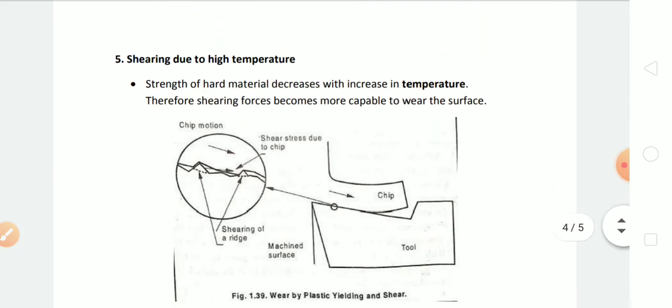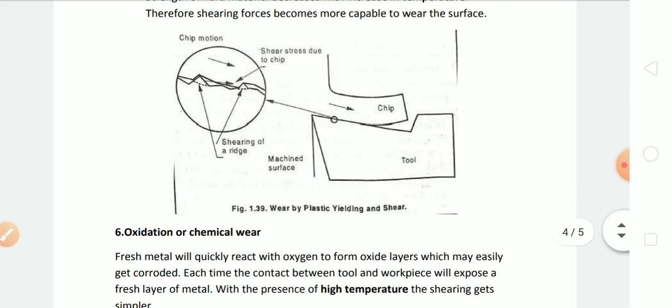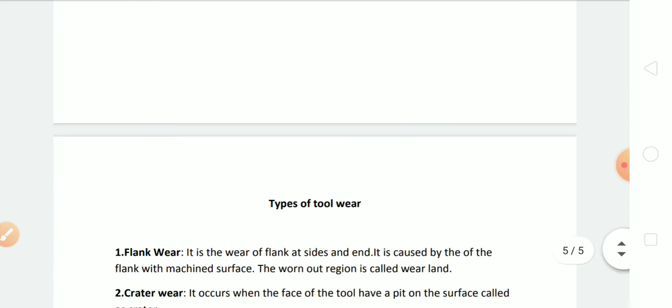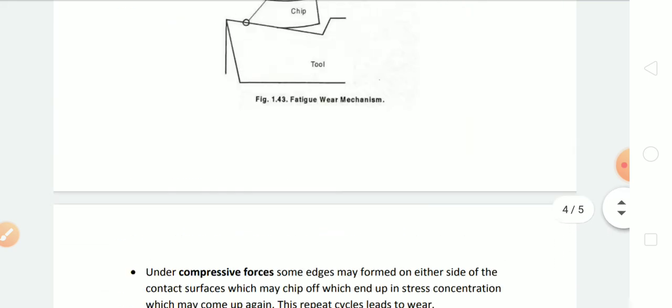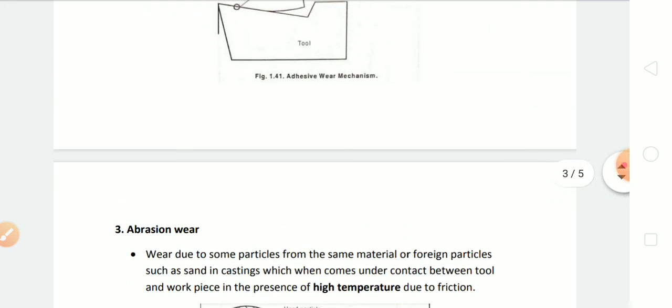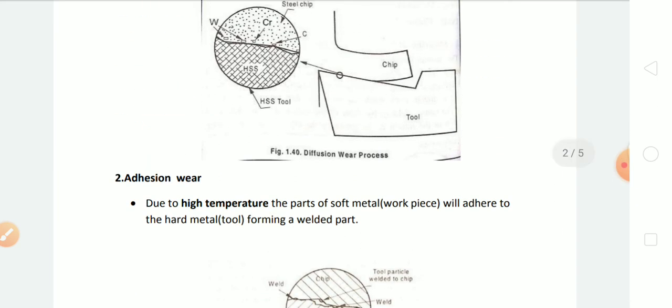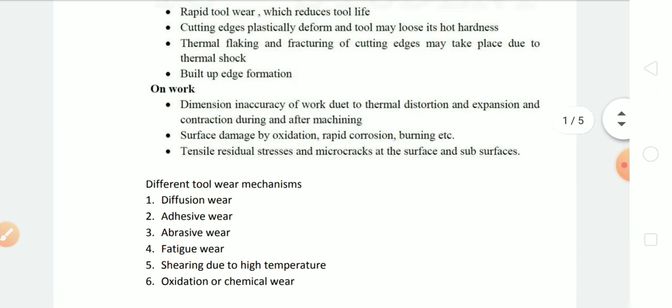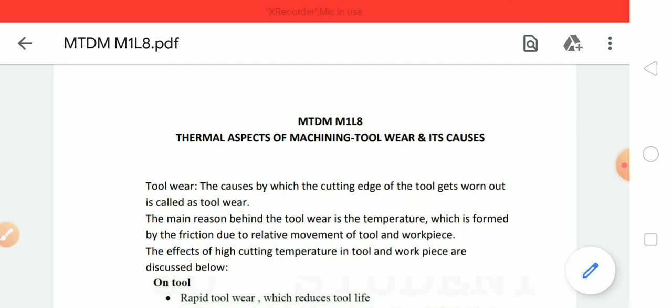And the fifth one is itself the wear due to high temperature. And oxidation also, the rate of oxidation increases at high temperature. So you can see several wear mechanisms come in the presence of high temperature. So you can say that the main reason for tool wear is high temperature in between tool and workpiece. That is why it is called thermal aspects of machining. So we have studied the thermal aspects of machining, different mechanisms of tool wear and types of tool wear. Okay, thank you.